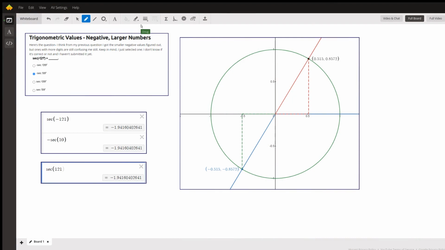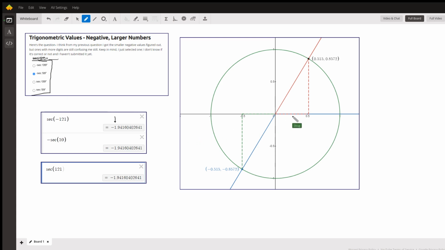Okay, I'm going to answer this question based on a picture of the unit circle. The secant of negative 121 degrees is about negative 1.94. And there are infinitely many angles that have this value for the secant of that angle, but we have to pick from these choices right here.